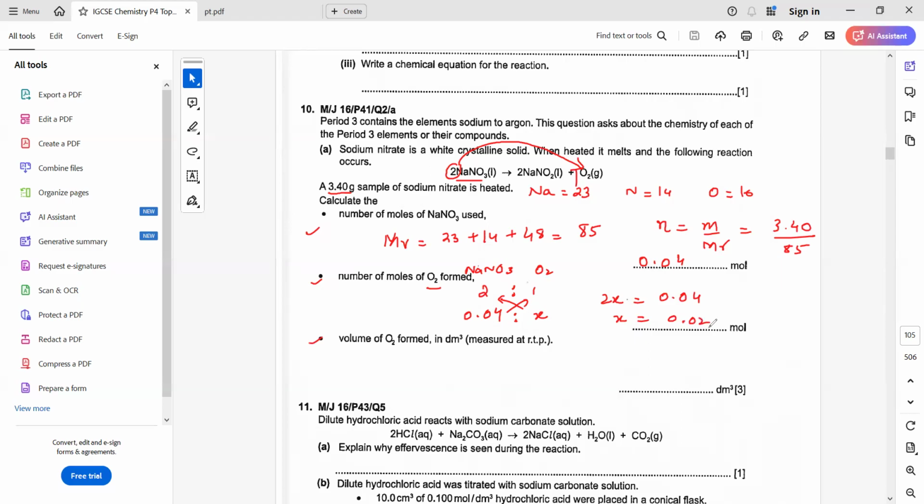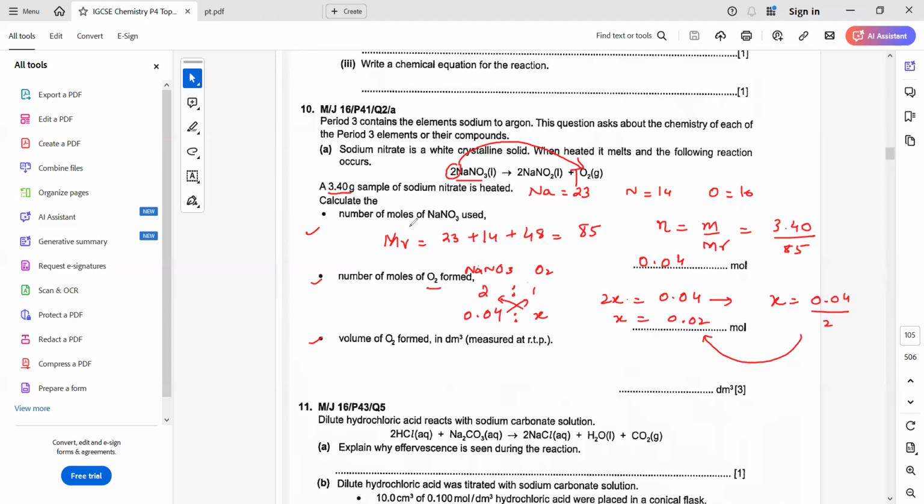Sir, how is x equal to 0.02? See, basically, once you divide 0.04 with 2, you'll get this answer. Okay, sir. Thank you.